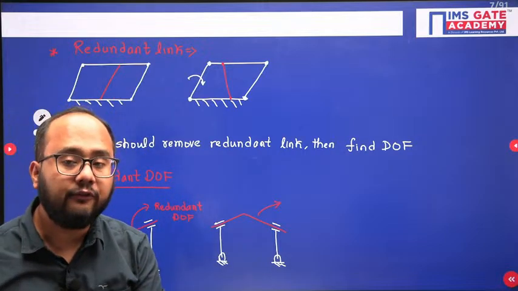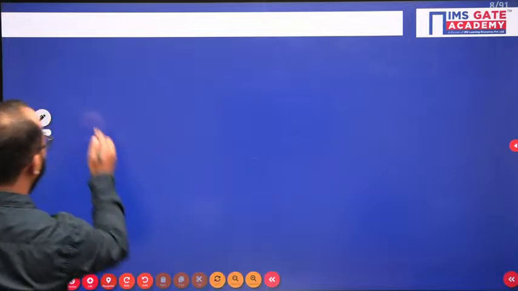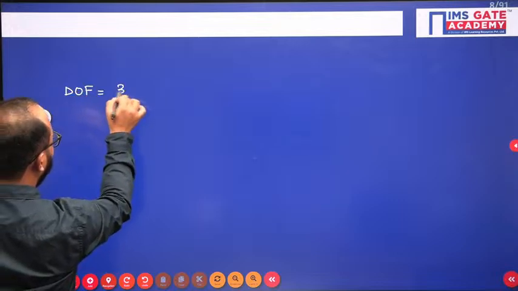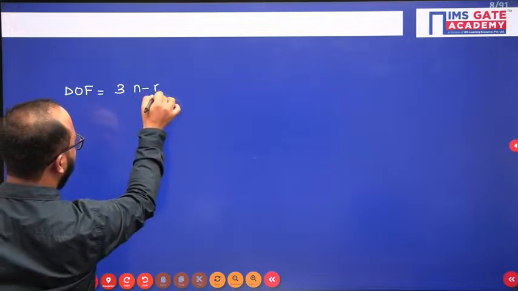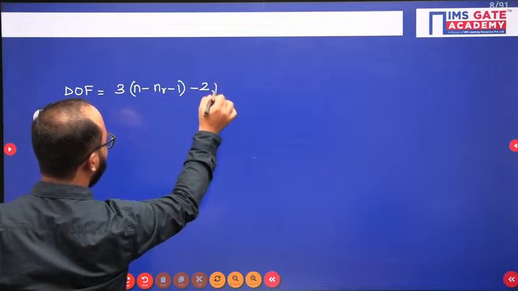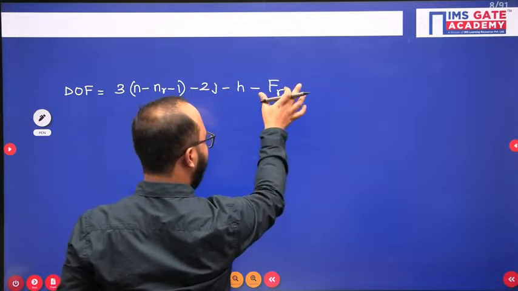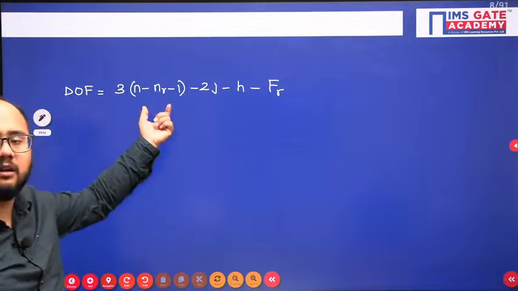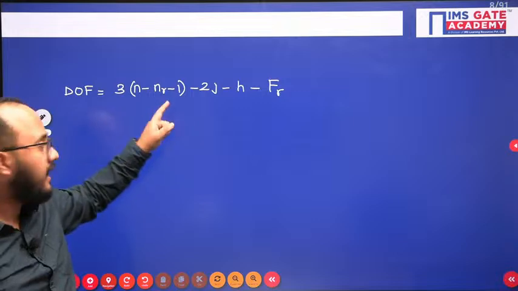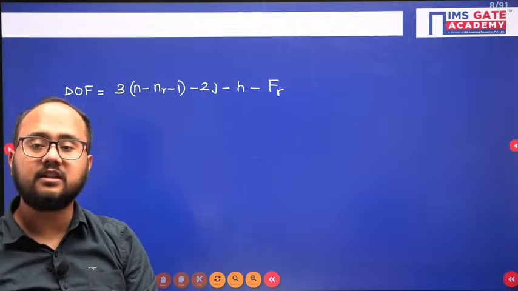So what is the modified form of the degree of freedom? If I have to write the modified form, I will write it like this: 3(n - nr - 1) - 2j - h - fr. Here fr is the redundant degree of freedom, and nr is the number of redundant links. Understand this point? nr is our redundant link and fr is the redundant degree of freedom. So this is the modified formula.